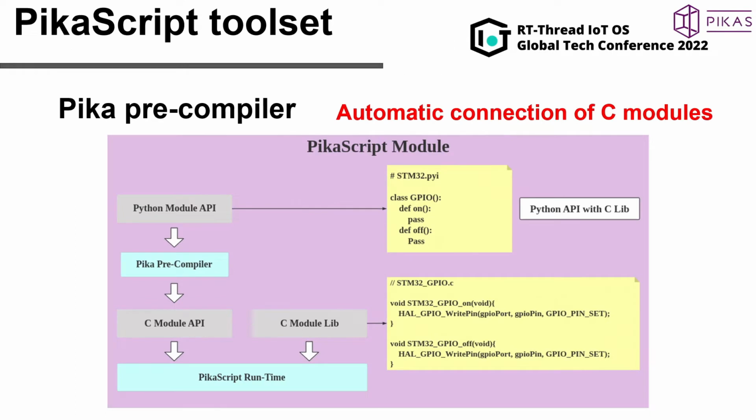Developing C modules on MicroPython is a lot of work and difficult. PikaScript provides a very convenient tool for developing C modules. Just declare the API for the C module in Python syntax, and the pre-compiler provided by PikaScript will automatically generate the binding code to bind your already written C program to Python.